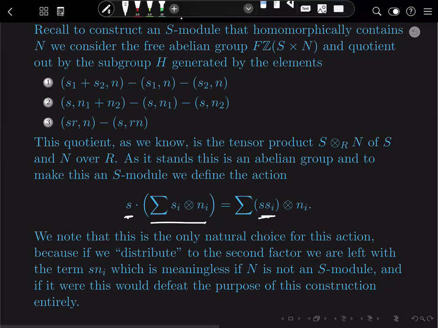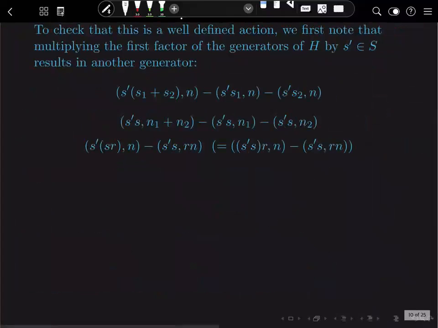We can't distribute into our second factor like we do in the direct product. Like if we have our direct product, we distribute this into both factors. We have SM, SN, and we can do this here because presumably M and N are both elements of S modules. Here, N is not an S module, so we can't really distribute into that factor, but we know that S here, of course, is an S module. It's a left S module because all rings are modules over themselves. So this is a good action.